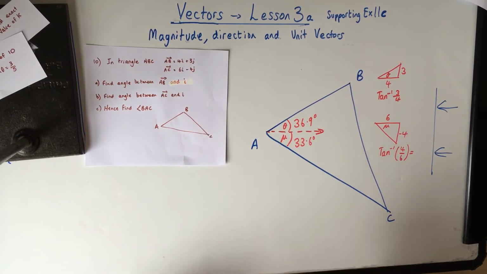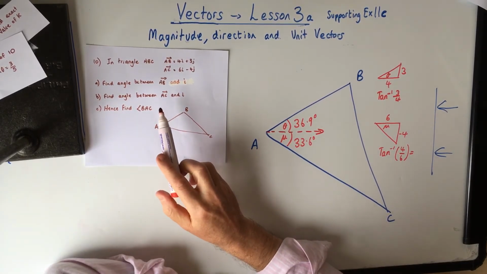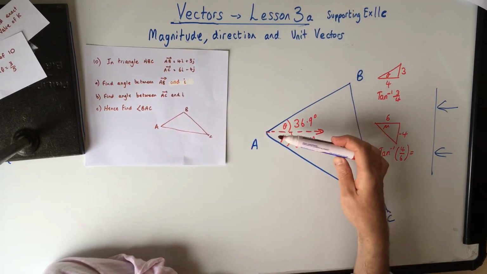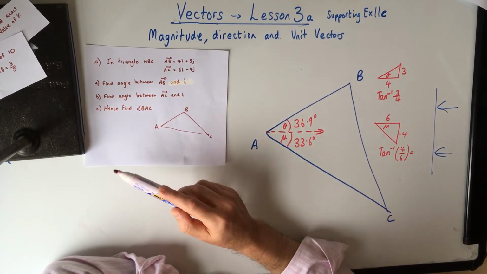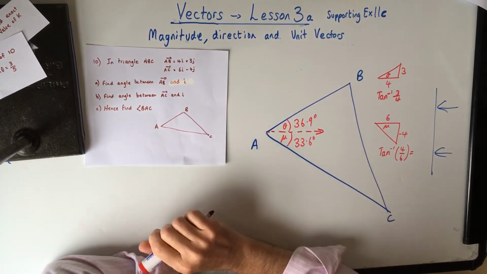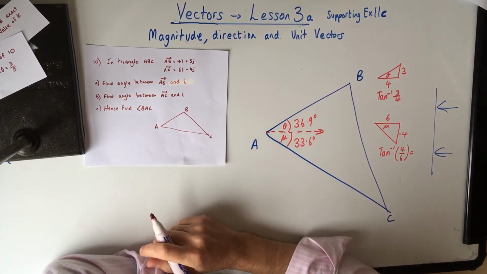If you were writing this as an answer, you'd have to qualify that. So if you're working out the angle, you'd have to say that it's 36.9 above the horizontal, and you'd have to say that this one was 33.6 below the horizontal, just to distinguish between the two.